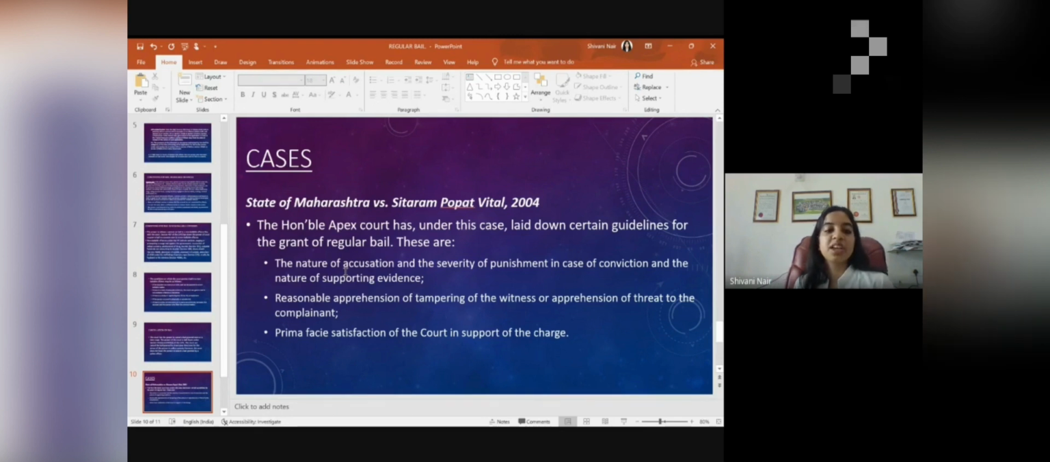What are the cases? Now, State of Maharashtra versus Sitaram Popat in 2004. In this, the Honorable Apex Court held that there are certain guidelines for the grant of regular bail. What are these guidelines? First is the nature of the accusation and the severity of the punishment in case of conviction, and the nature of the supporting evidence. Then, a reasonable apprehension. What is the apprehension? That the accused will tamper with the witness, or there is an apprehension of threat to the complainant, or tampering with any other evidence. Then, prima facie satisfaction of the court in support of the charge.